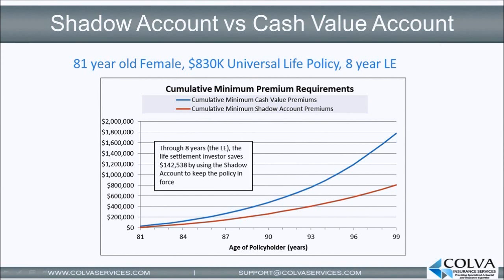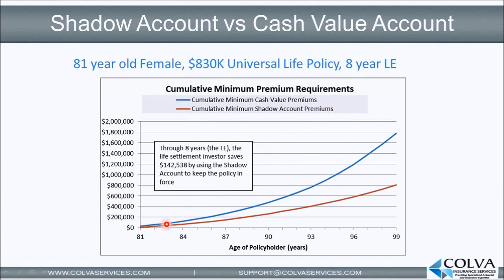So let's go ahead and look at an illustrative example to help emphasize some of these points I've been making. We're going to take a look at an 81-year-old female who has an $830,000 policy she's looking to sell on the life settlement market. She's been determined to have an 8-year life expectancy as determined by life expectancy reports. So we're going to be comparing the cumulative minimum cash value premiums to keep the policy in force as determined by industry pricing software models, and then we'll be comparing the cumulative minimum shadow account premiums, which Kova uses its actuarial expertise to help determine.